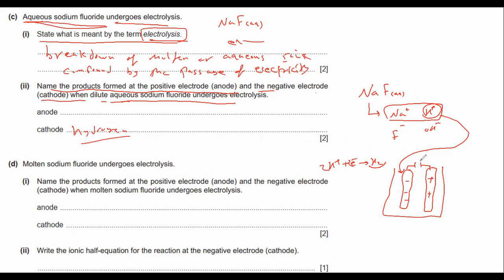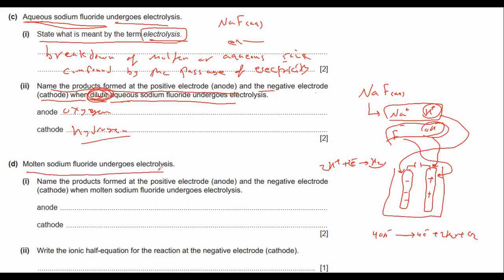And talking about the anode, F minus and OH minus, both of them will be attracted to the anode. One of them will be oxidized. As long as the solution is dilute, as it is written here, OH minus is the one that will be oxidized. So we know that 4OH minus gives us 4 electrons plus 2H2O plus oxygen gas. So we will see that oxygen will be made. That's it.